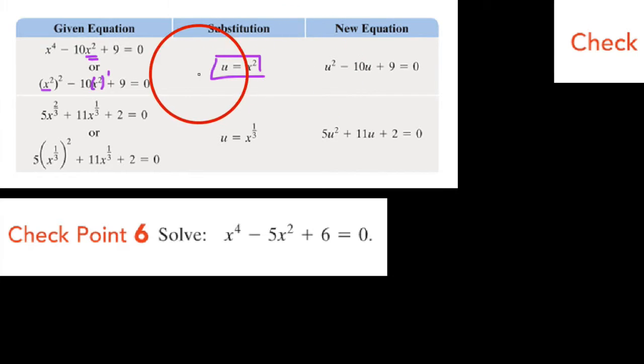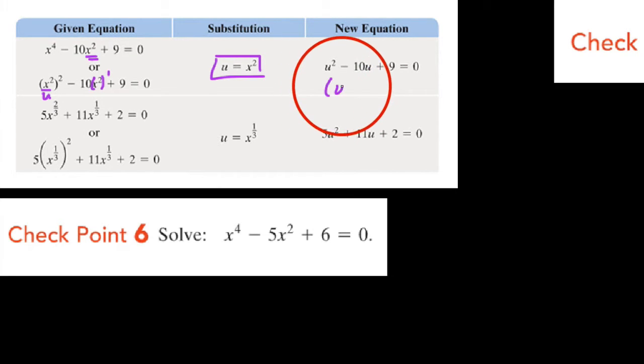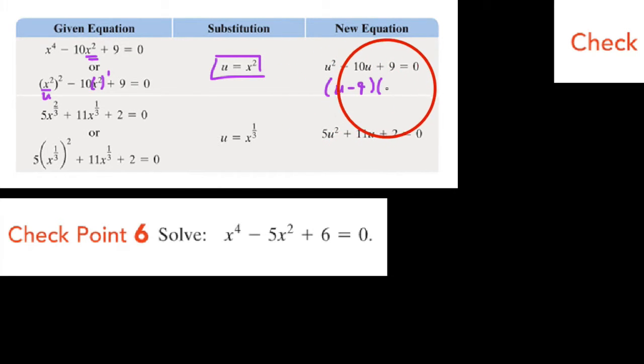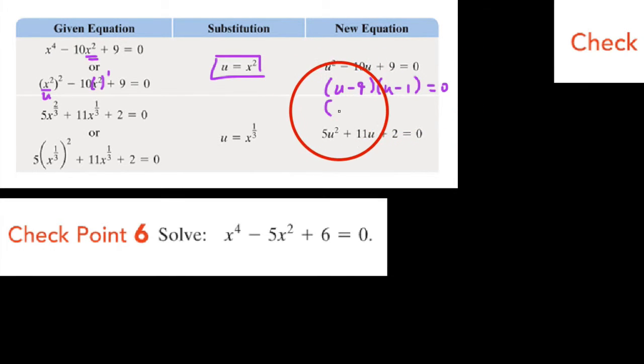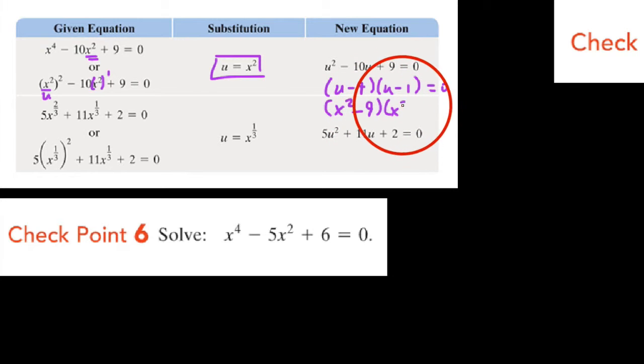But we could rewrite this as, instead of x to the fourth, we could say it's really x squared squared, which is u squared, and you'll see that here, u squared. Now we had minus 10x squared, but we're saying x squared is being represented by u, so we say minus 10u plus 9 equals 0. And this would be something where we could say, well, then this would be u minus 9, u minus 1. And then we could just work backwards and say, well, if u represented x squared, then really we get x squared minus 9, x squared minus 1. And so this is totally factorable.